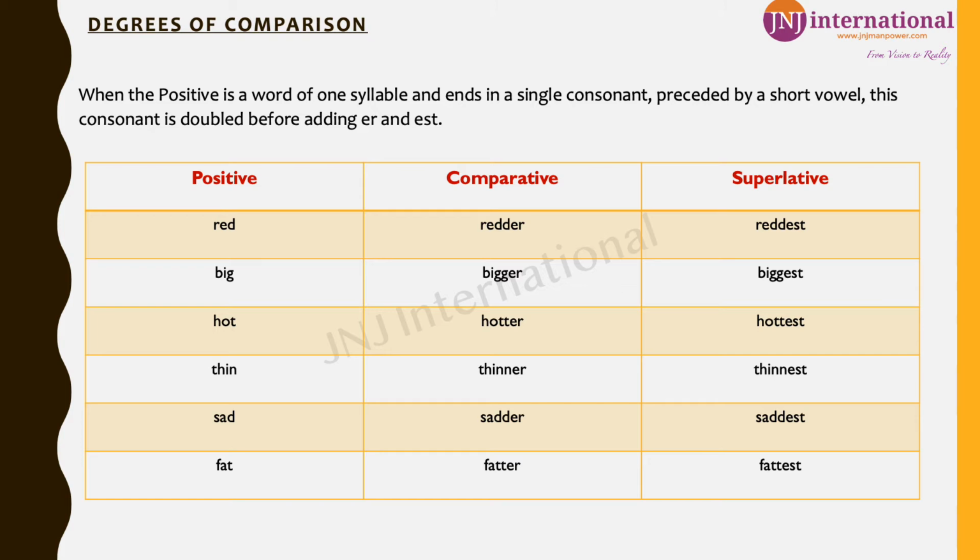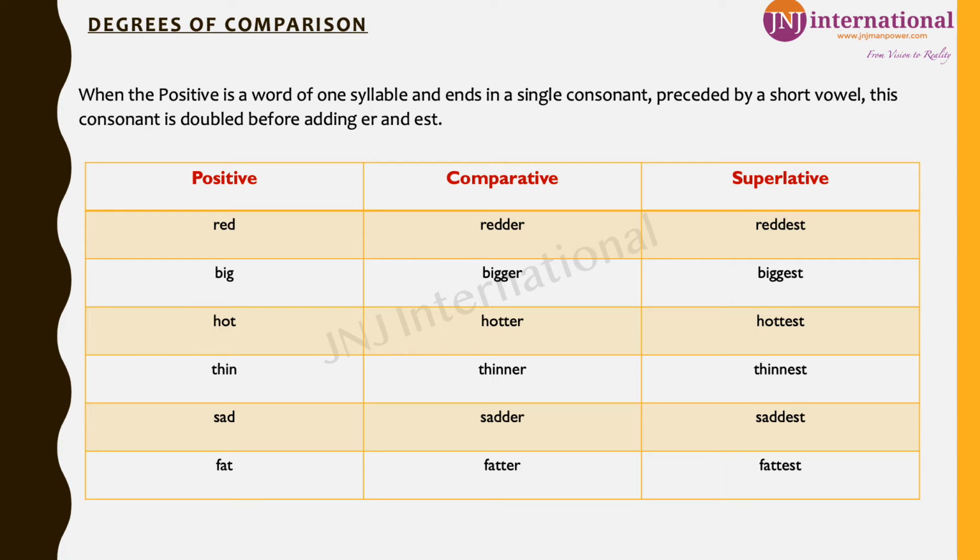So the consonants are non-vowels. So what are vowels? Vowels are A, E, I, O, U. So anything apart from A, E, I, O, U are consonants. So the word red ends with D, and you see in comparative degree it doubles, so it becomes redder with double D, and in superlative degree it becomes reddest, so we add ER in comparative and EST in superlative.